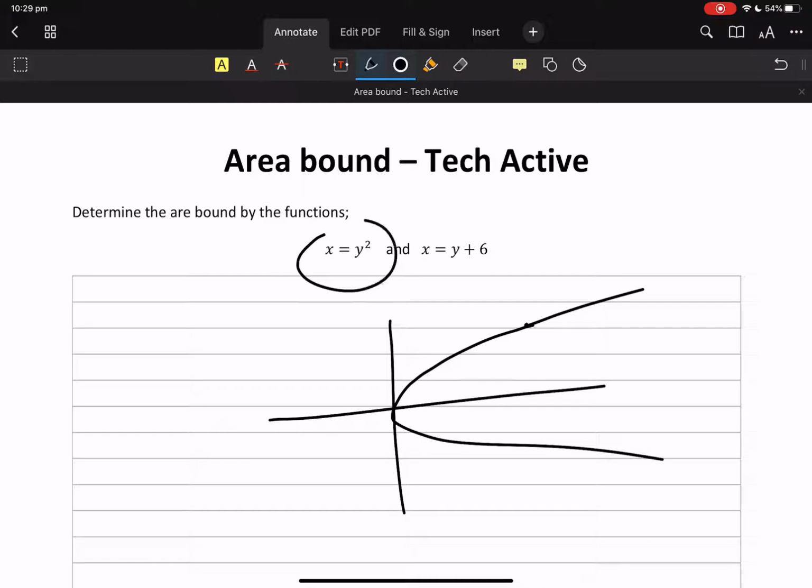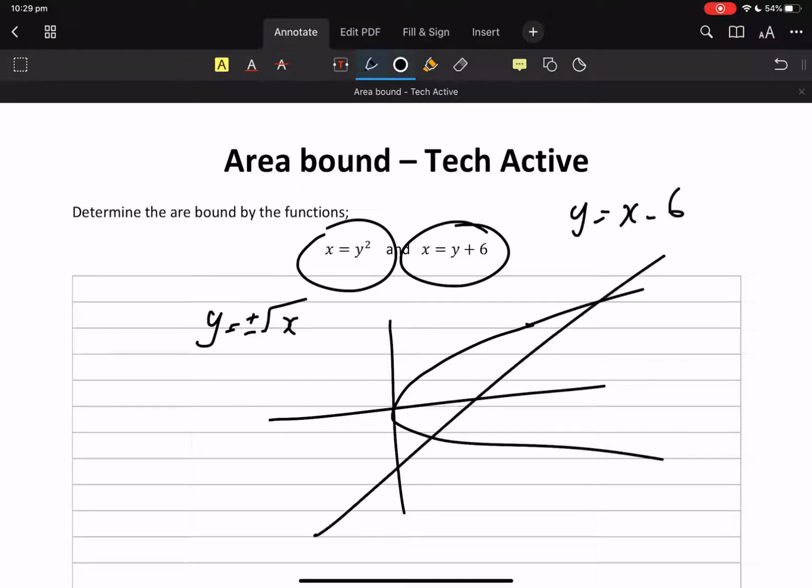Really what we want to do is get that in the form y equals root x and graph it, and because it's square root, it's plus or minus. That's the plus side, that's the minus side. It's a sideways parabola, and that's just all turned around, so that will be y equals x minus 6. So we're trying to find this shaded bit here in between the two functions.